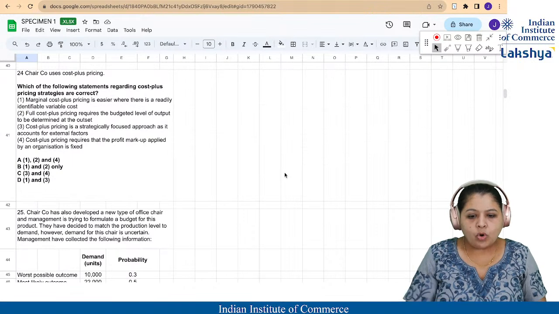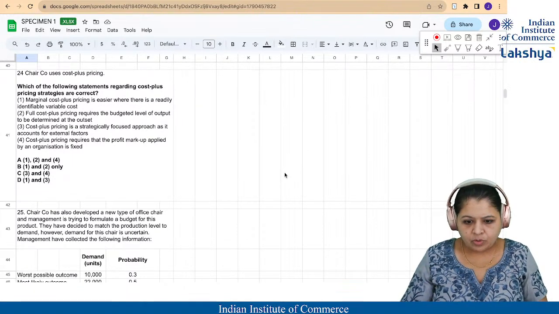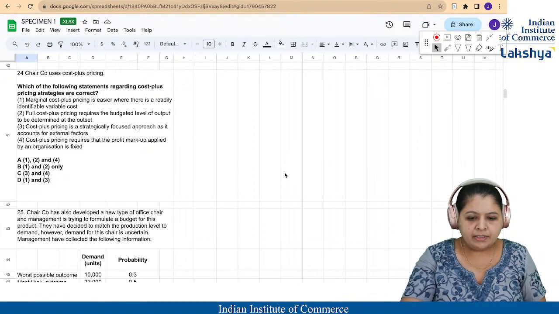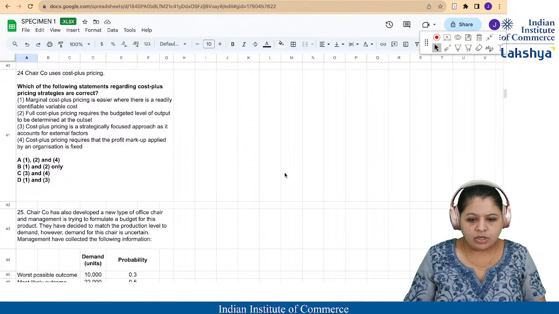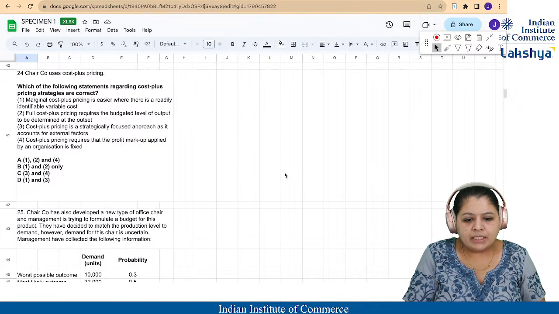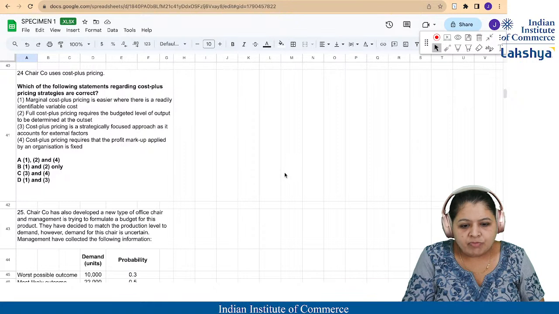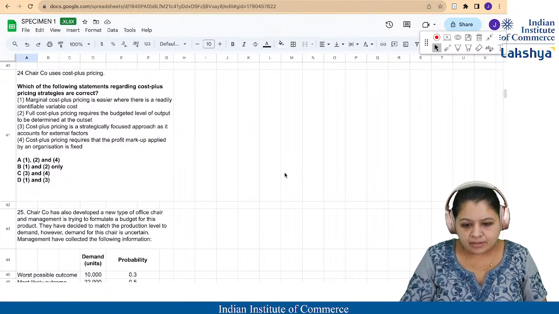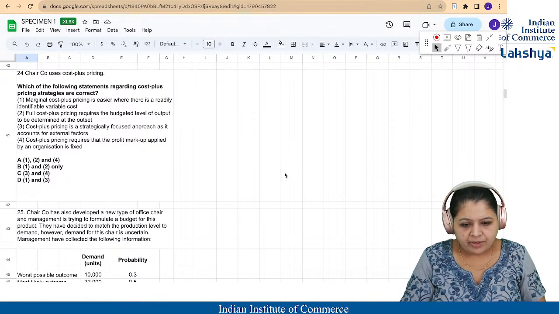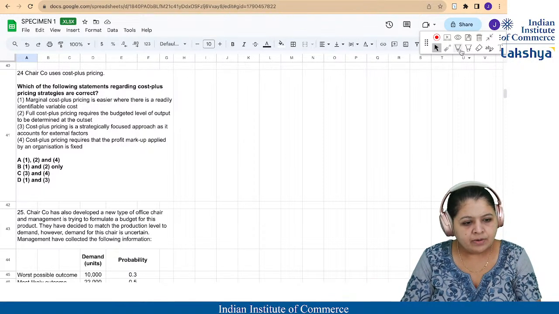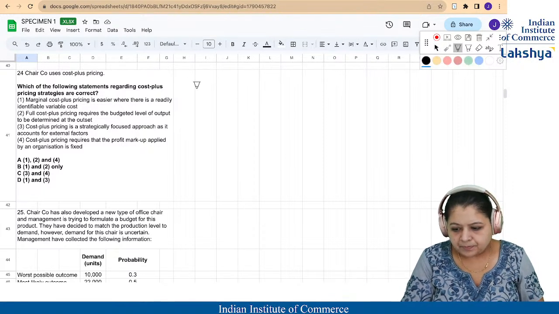A company uses cost plus pricing, right? So, which of the following statements regarding cost plus pricing strategies are correct? Marginal cost plus pricing is easier where there is a readily identifiable variable cost. Full cost plus pricing requires the budgeted level of output to be determined at the outset. Cost plus pricing is a strategically focused approach as it accounts for external factors. Cost plus pricing requires that the profit markup applied by an organization is fixed.